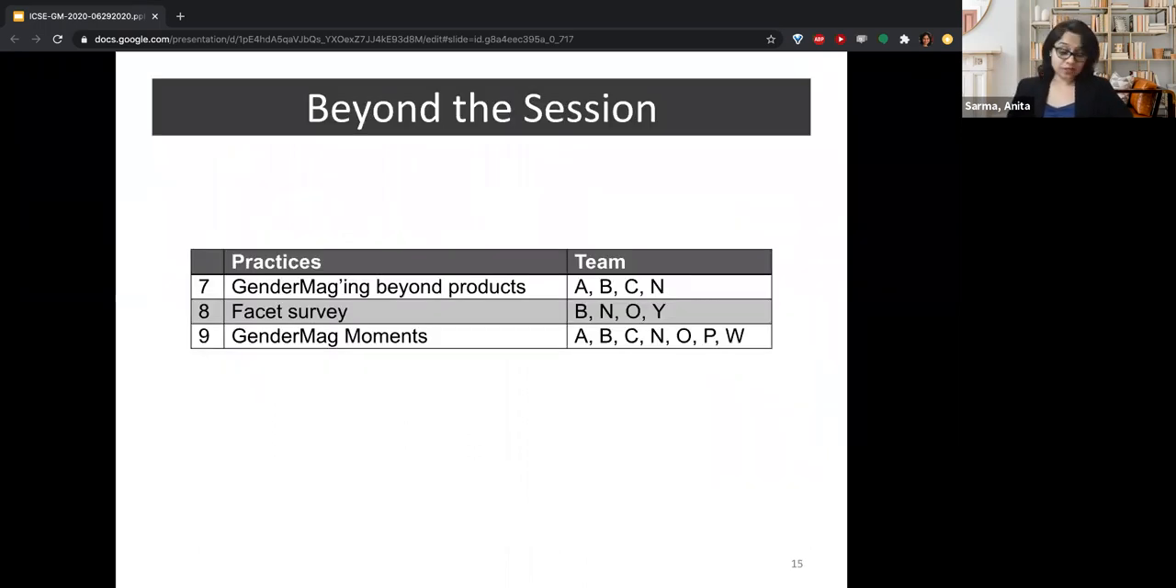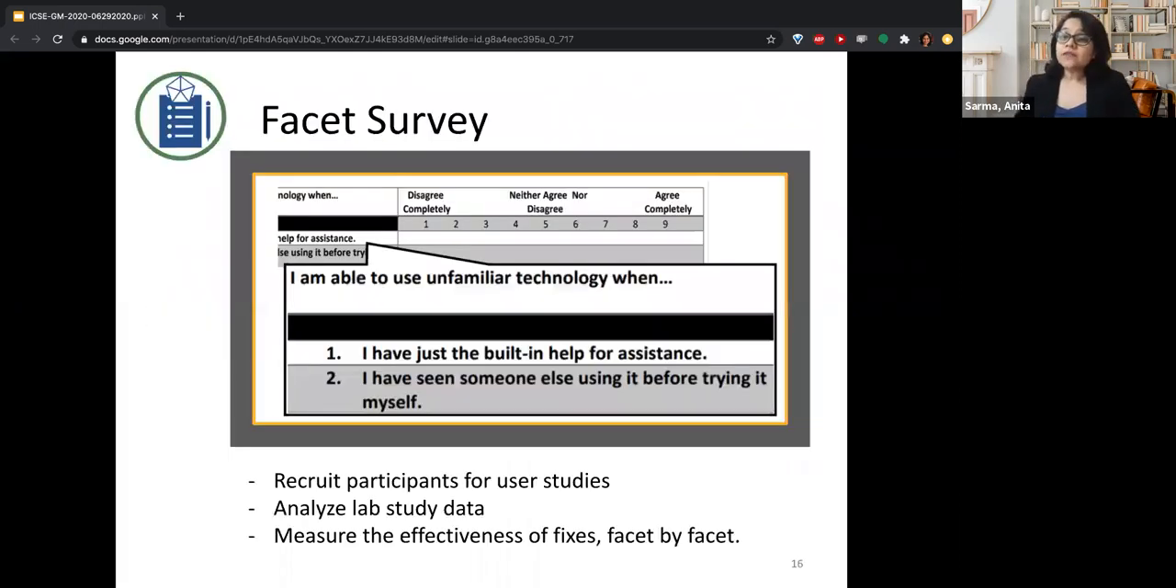Beyond the session, let's talk about the facet survey. This was a practice created by one of the teams, and even within the end of this study period, 4 other teams had started using it, and now even more researchers are using it. This is basically a set of questionnaires that individuals can fill out, and from the responses, we can figure out for each problem-solving style, are they Abbys or are they Tims?